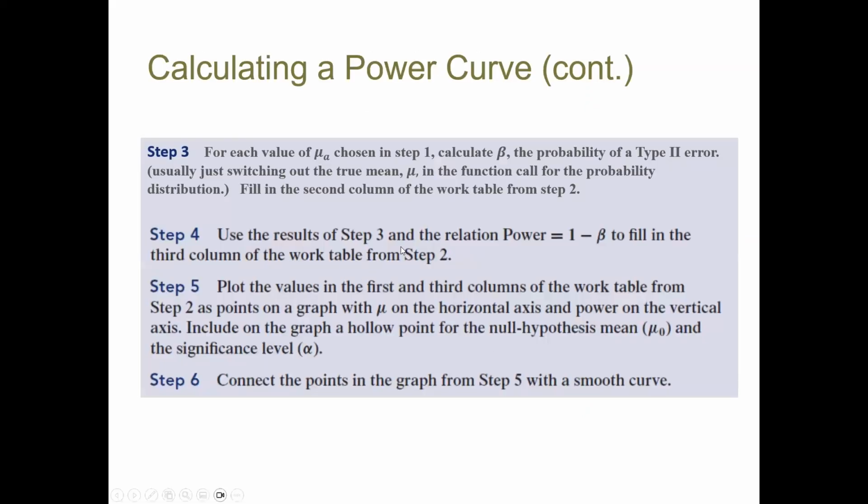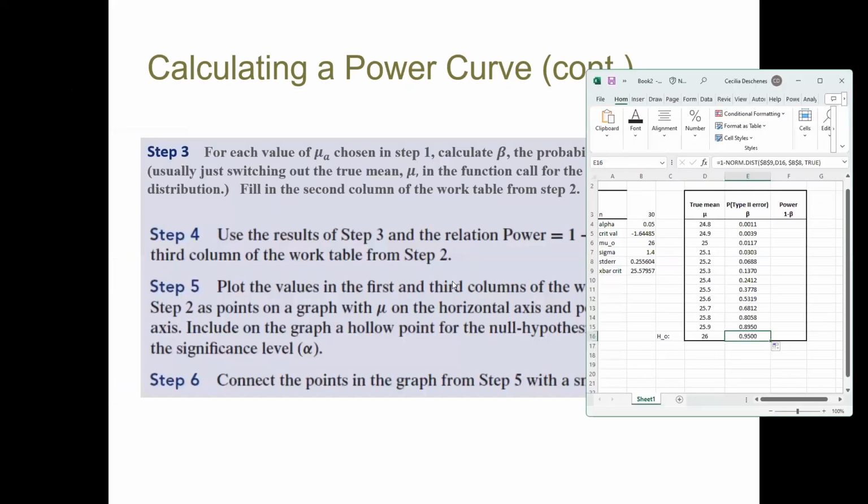So the next thing is we're going to use those steps and that relation to get the power. And so we'll fill in all the columns in the table to get that. So this one's pretty easy. This is just going to equal 1 minus the beta is the power. And again, I'm just going to copy this down. Notice that I lost my formatting here.